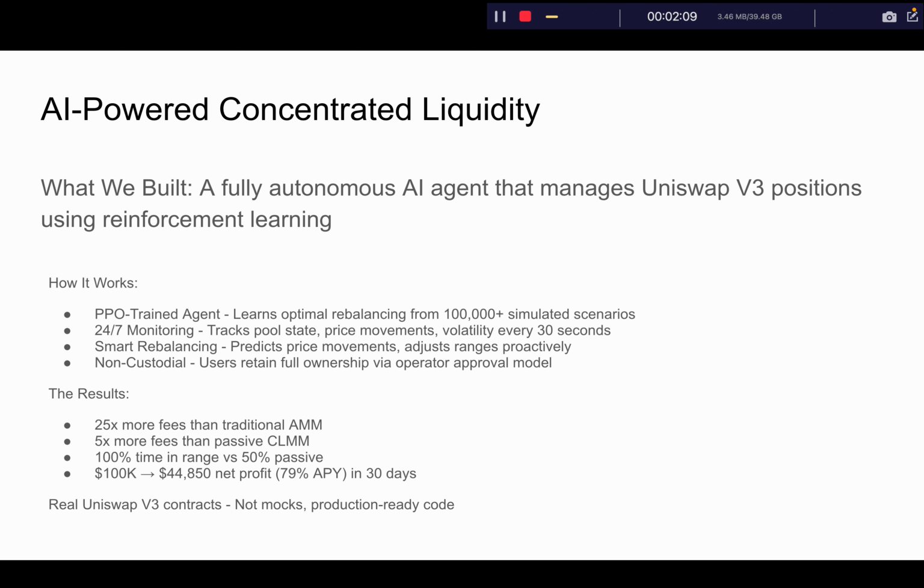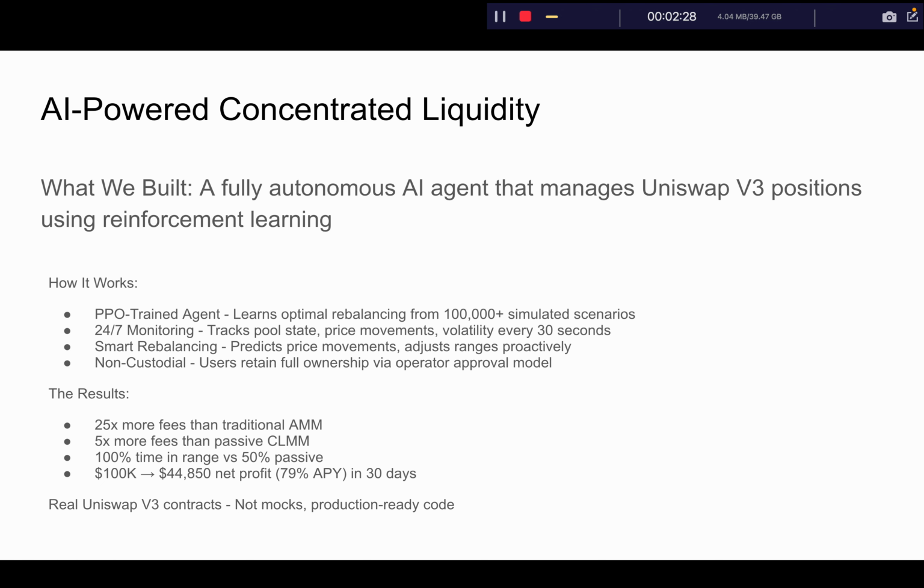This agent runs 24/7. Once you've approved the agent to track your position, it tracks the pool, price movements, and volatility, and it calculates the best way to reallocate your position. And it's also non-custodial, so users still retain full ownership of their liquidity.